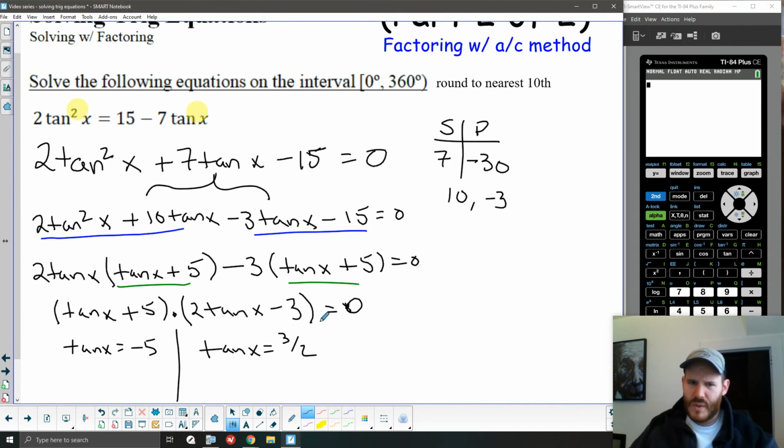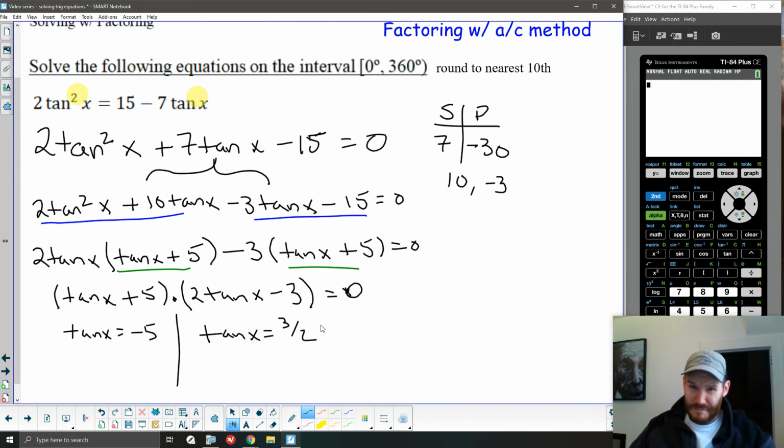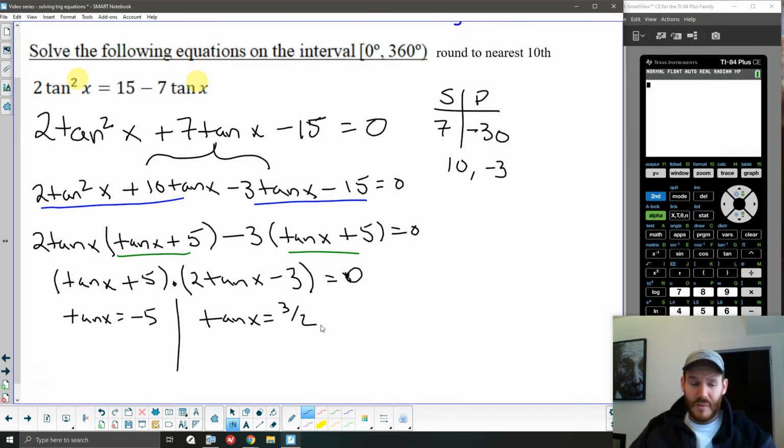Now, neither of those are special ratios for tangent, so I'm going to have to use a calculator, and I'm going to have to use the inverse. So to get the reference angle when it's not a special angle, I need to use the inverse. So I'm going to use tan inverse. And to get the reference angle, I only really need to look at the ratio itself. In this case, that being 5/1 or just 5.